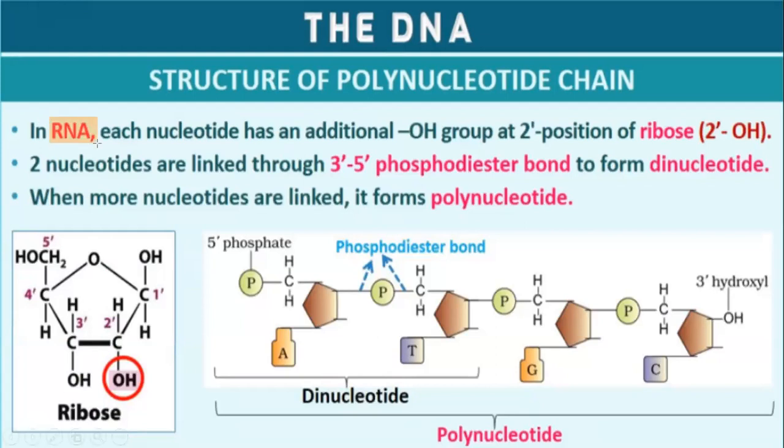In an RNA, each nucleotide has an additional OH group, a hydroxyl group, at the second position of ribose. Here you can see, in the second position of ribose, you have a hydroxyl group. Two nucleotides are linked through a 3'-5' phosphodiester bond to form a dinucleotide. And when more nucleotides are linked, it forms a polynucleotide.